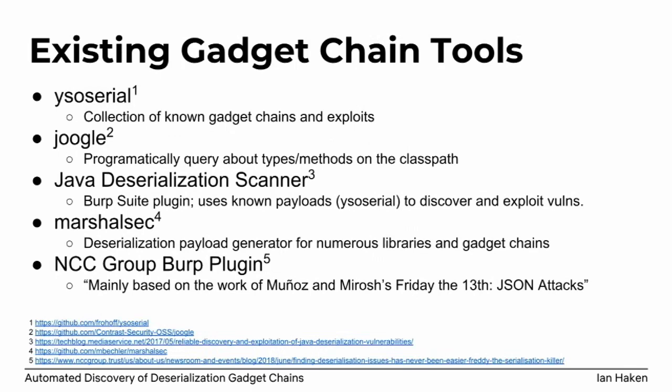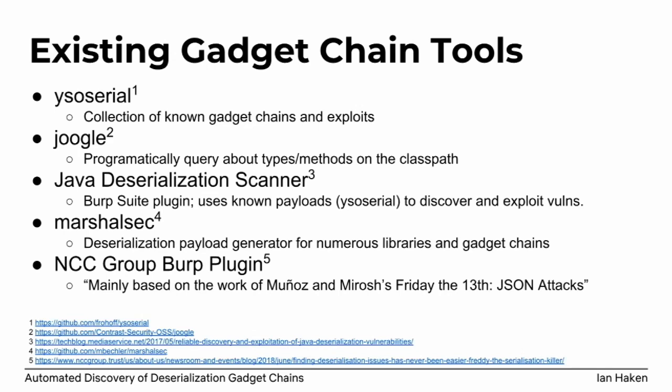So what tools are out there? So I've talked about Serial. Joogle's another interesting project that allows you to programmatically query things about data types on your class path. If you're manually building up a gadget chain one link at a time and you want to know, for example, what are all the implementations of map on my class path, that thing will give you that answer. On the other hand, if there's 5,000 implementations of map on your class path, that's a lot of stuff to then sift through and find out if any of those do anything interesting.